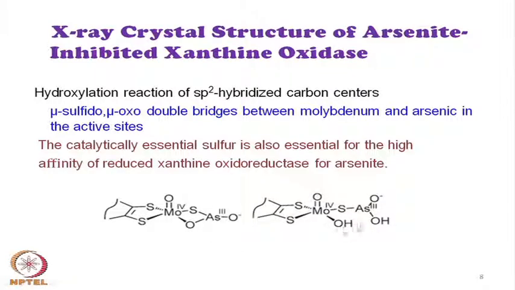That means, when we have this water also here, this water can go for deprotonation, and arsenic, when approaching the molybdenum site, can go either through this sulfur or through this oxygen. So, if we establish the first thing, that means if it goes to sulfur, in the next step it can bind through this oxygen through the removal of one water molecule. So, this catalytically essential sulfur is there, and there is high affinity of reduced xanthine oxidase reductase for arsenate.